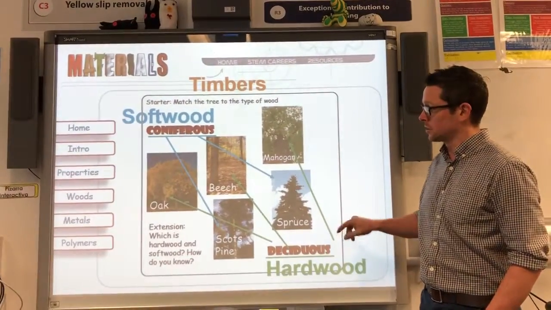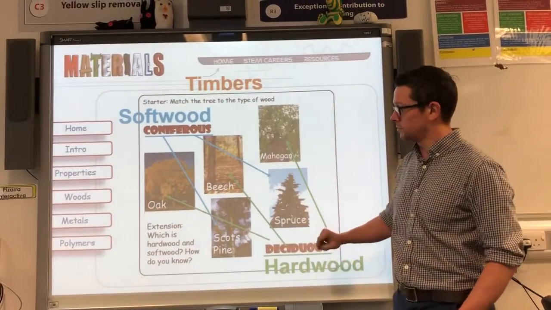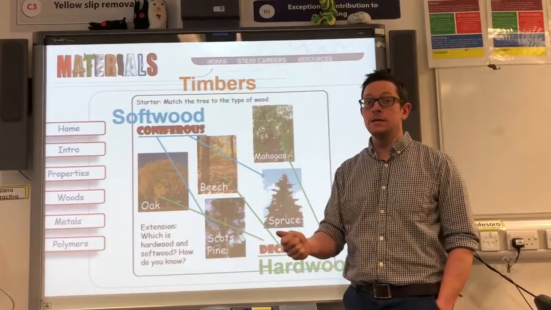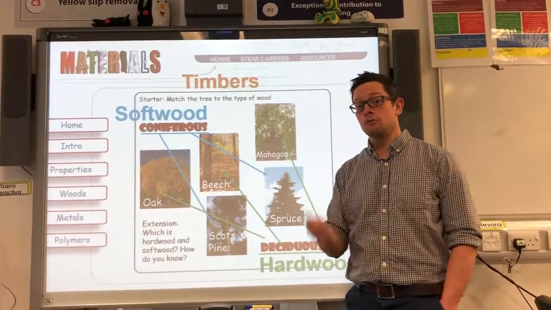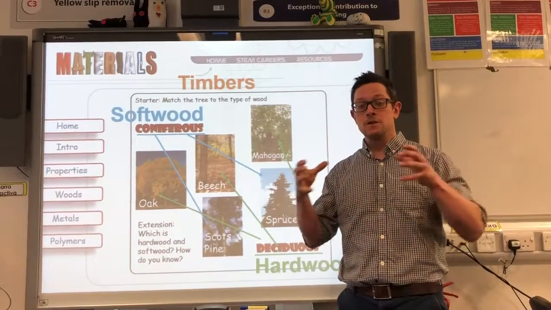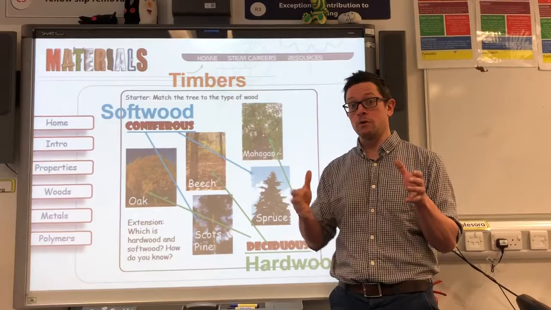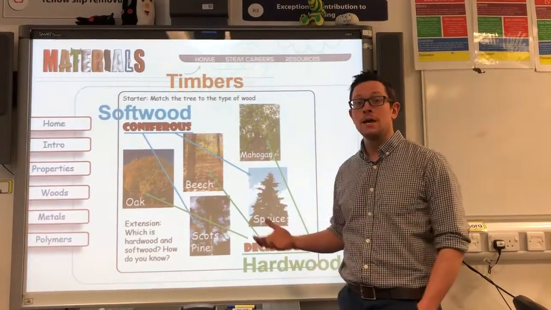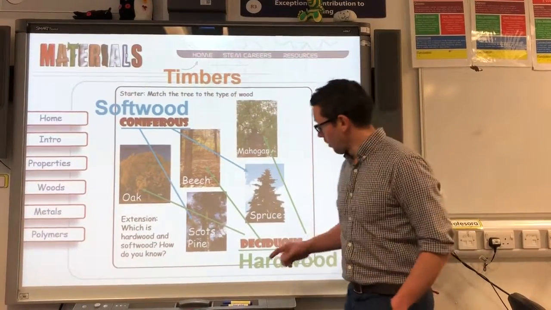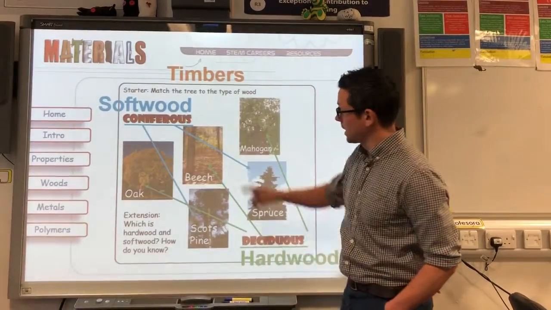Another way of looking at that is the types of trees. So coniferous, okay, are these sort of triangular pointy trees. They don't have leaves, they have needles, they have fir cones, they grow all year round. Because they can grow all year round, they grow really, really rapidly, so they're not very dense and therefore they're quite soft. Because they grow quickly, we grow a lot of it, okay, it's a lot cheaper.